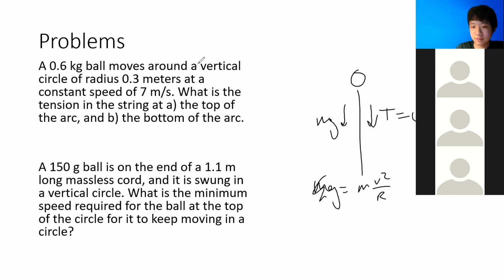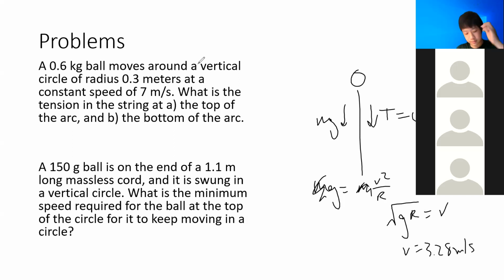So now solving, we'll cancel the masses on both sides. So velocity is the square root of g times r, equals v. So what is that? 9.8 times 1.1, square root of that. Velocity is 3.28. As you can see here, the mass of the ball doesn't matter.